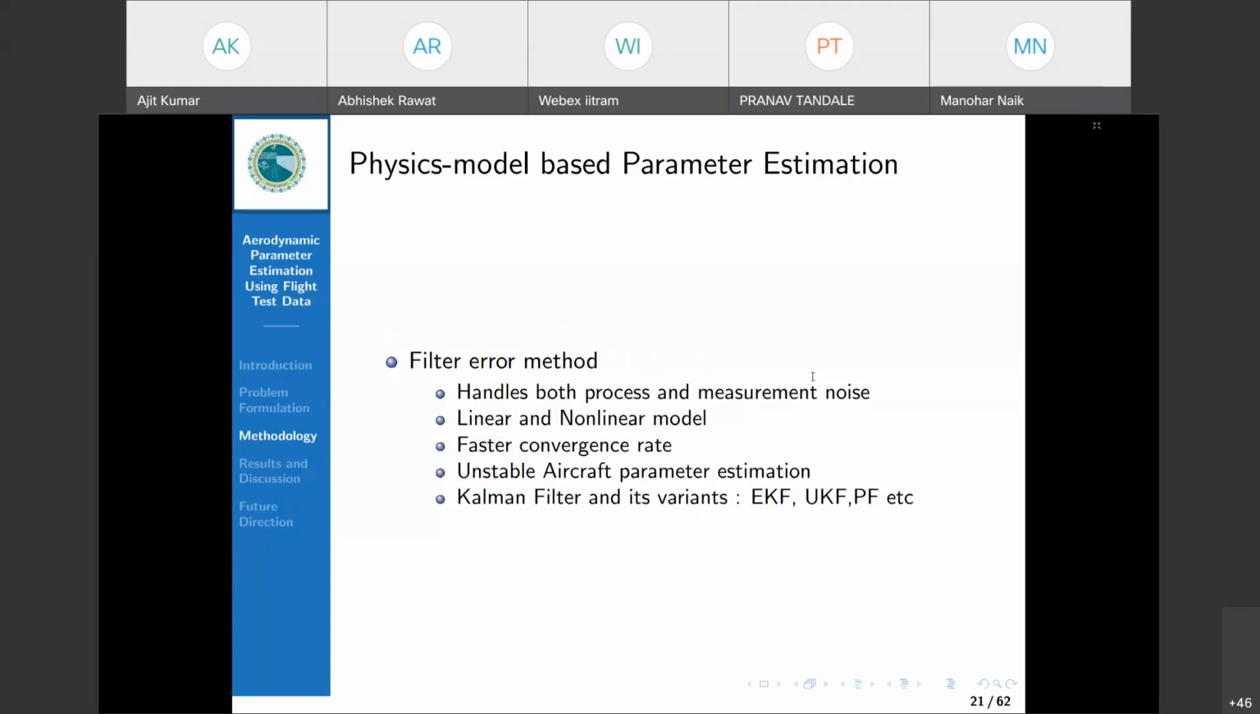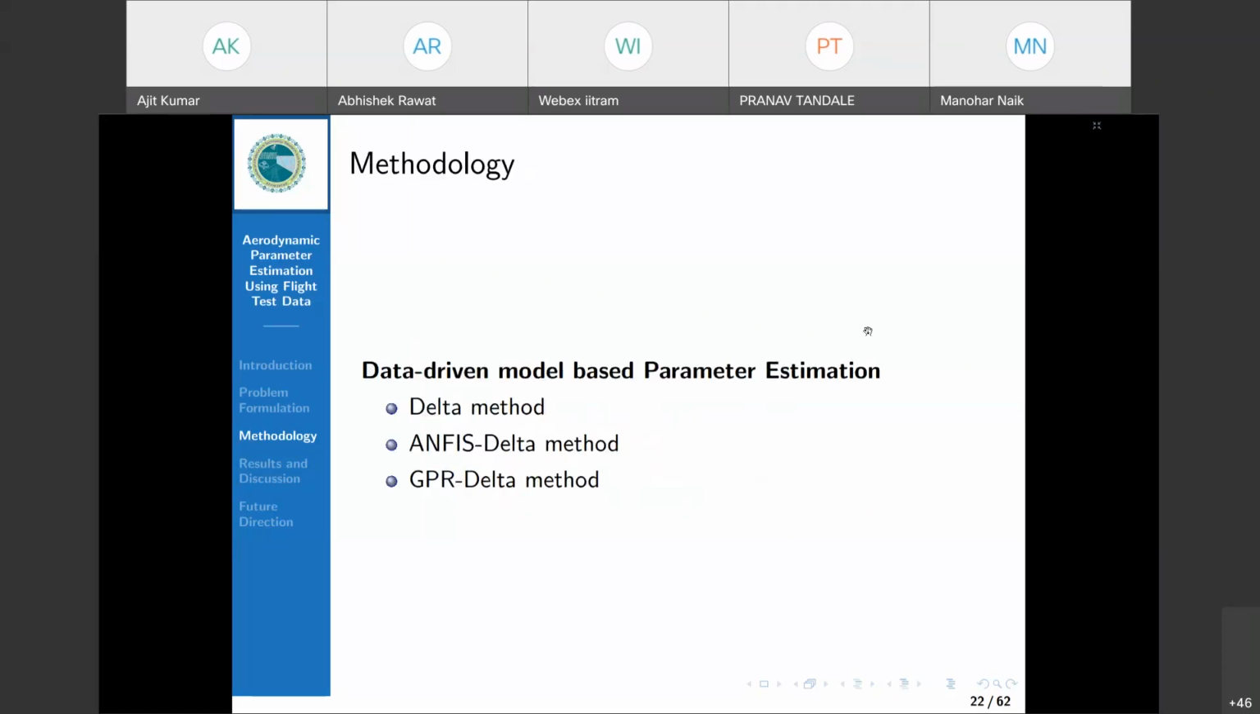The third one under this category is filter error method. It handles both process and measurement noise, and it works well with linear and nonlinear models both. It has a relatively faster convergence rate, and it is used in unstable aircraft parameter estimation. Under this category, we have a quite popular method which is based on your Kalman filter and its variants like extended Kalman filter, unscented Kalman filter, and particle filter, etc. So these were the methods which fall under the category of physics-based parameter estimation, or physical understanding-based parameter estimation methods.